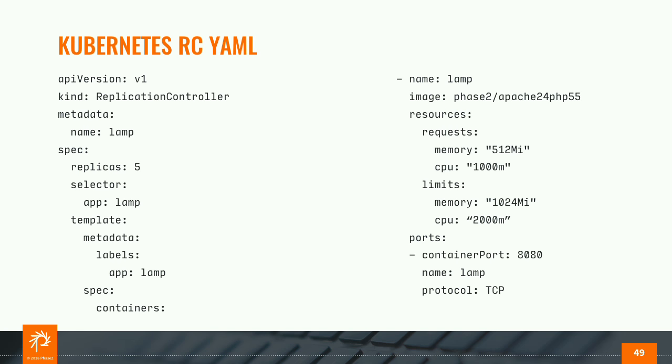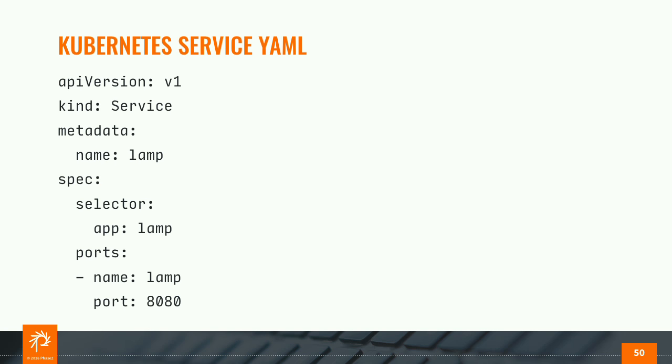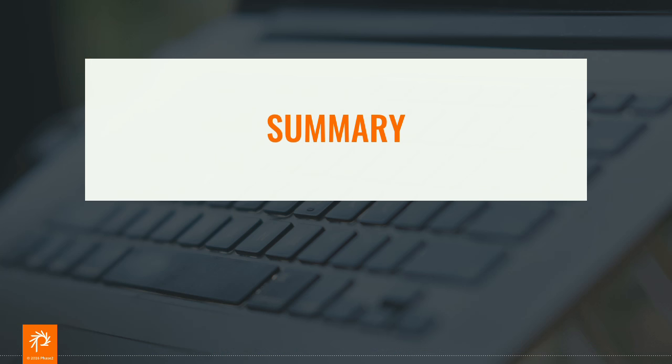You could then set up a replication controller to say, run five of these containers, looking for containers that have been labeled with the key of app and a value of LAMP. And then similarly, you tell it what to spin up. You could then make a service for this, where you say, select all of the running pods that have an app value of LAMP and connect to port 8080. And if you're running this in AWS or Google, that would automatically create a load balancer where the service could be reached. And as pods go up and down, it would connect to them.